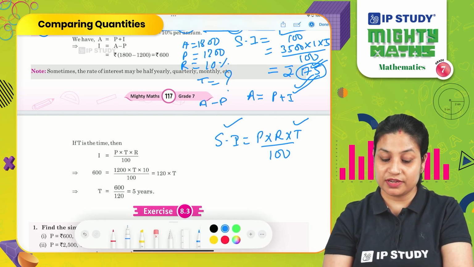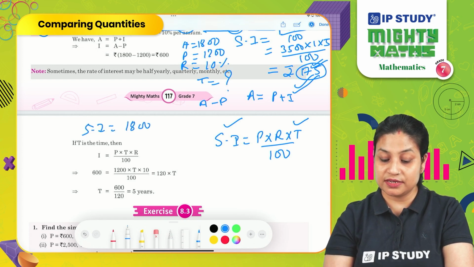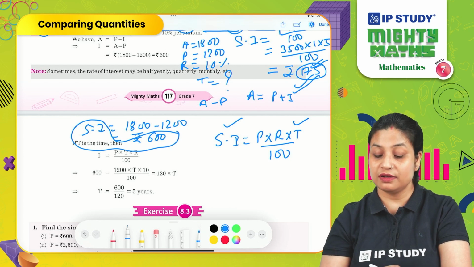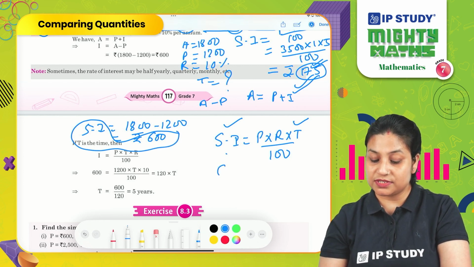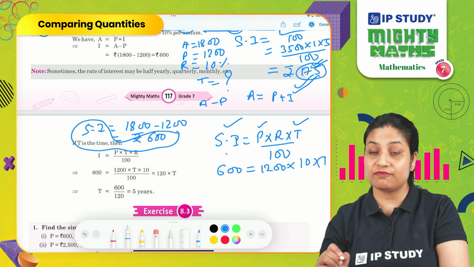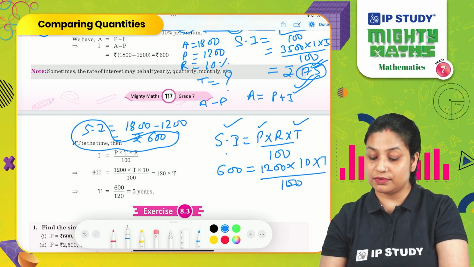So let's do it over here. Simple interest will be equal to 1,800 minus 1,200, which comes out to be rupees 600, right? Now we have the value of simple interest. Put the value here. So 600 is equal to, what was my principal? It was 1,200. What was the rate of interest? It was 10. And time you have to calculate, keep it as it is. 100 is there. Now, let's solve it together.